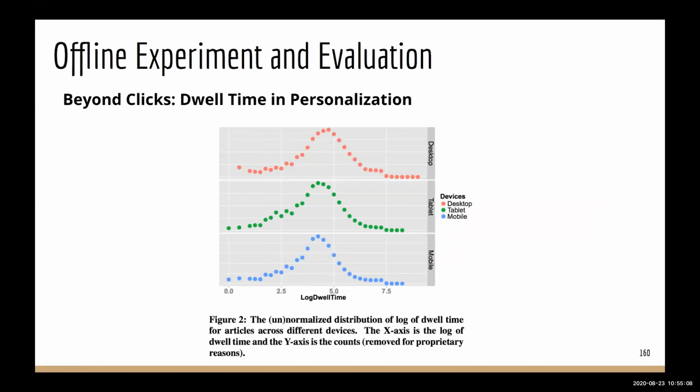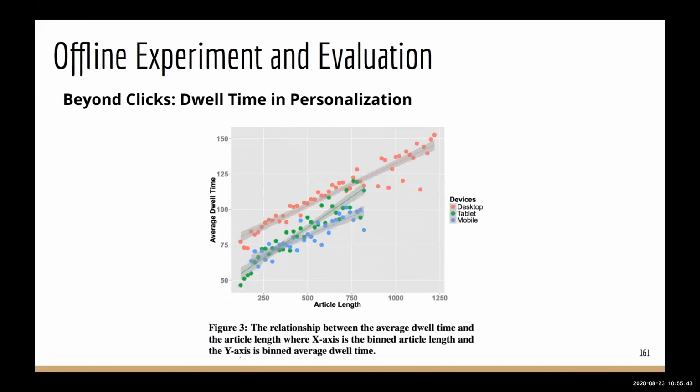Now, dwell time has a lot of nice properties. For instance, we look at the dwell time on different devices. In this case, desktop, tablet, and mobile, and you more or less see they have the same shape. There's some peak and some long tail, but you can also see they're not exactly the same. They have different behaviors on different devices.